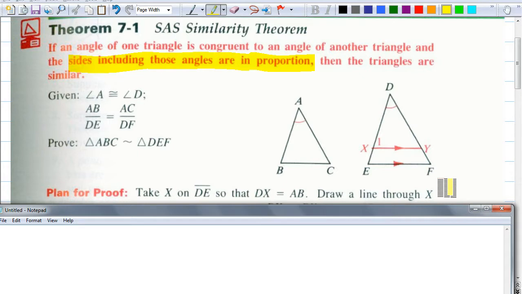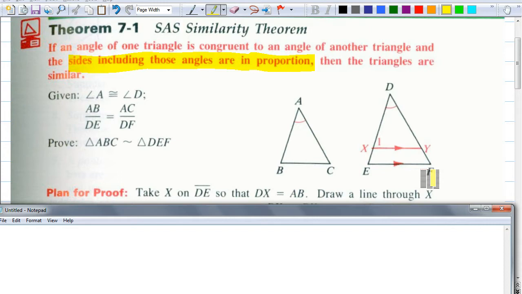Who can tell me why those are similar? Brandon? Which triangles? We're not talking about those angles. We're talking about the triangles, because we drew XY here. You see the triangles DXY and DEF? Since we drew XY this way, so that DX is equal to AB and XY is parallel to EF, we could show that DXY is similar to DEF.